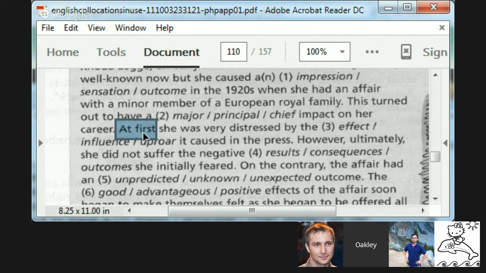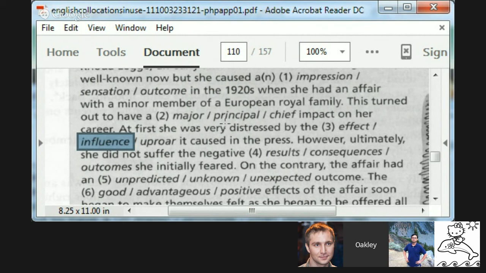Okay, Alex, take over. At first, she was very distressed by influence it caused in the press. I don't think so. Influence is trying to get somebody to do something for you. You influence somebody. So her having an affair, I don't know who she would be trying to influence by having an affair with somebody. So that doesn't work for me.